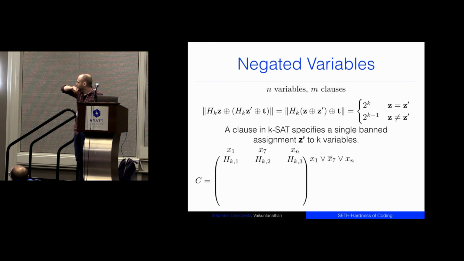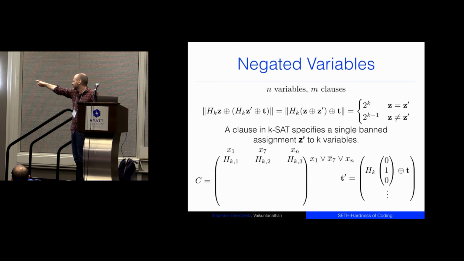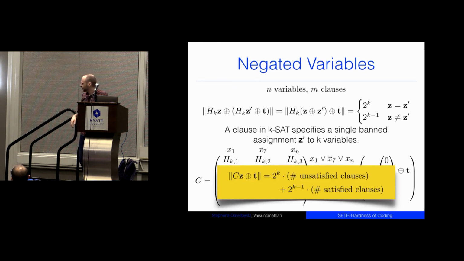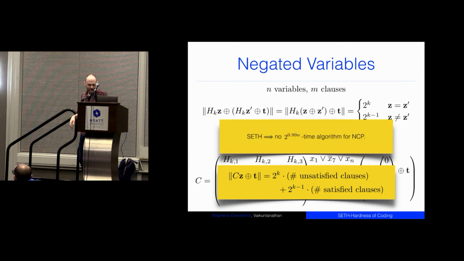So maybe just show one example. If my clause looks like this, x1, not x7, xn, then my target vector, I'll take my original target vector t, which was just the all ones vector anyway, and I'll just add to it Hk times 0, 1, 0, where 0, 1, 0 is just the pattern of negations in this clause. So nothing fancy. And then this is sort of the part of the talk where I point out that we just proved the main result. It really wasn't very hard.